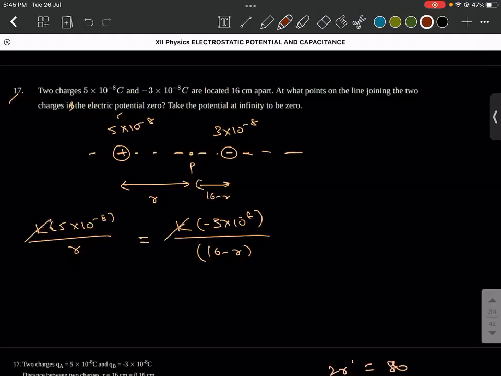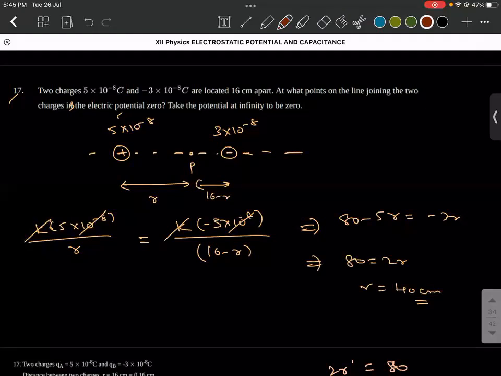K and K will get cancelled. 10 power minus 8 is obviously gone. So 80 minus 5R is equal to minus 3R, which implies 80 is equal to 2R and R will be equal to 40 centimeters. So 40 centimeters from where? But 40 is a very high number. How will you get it? Wait.